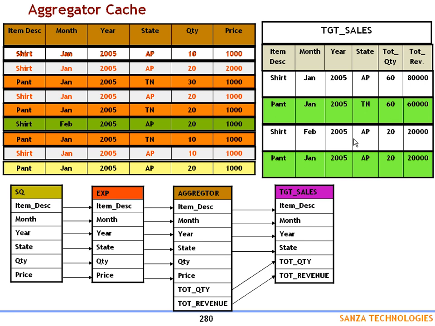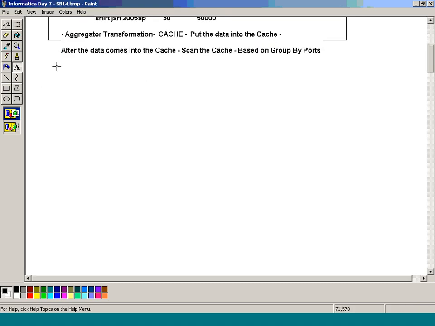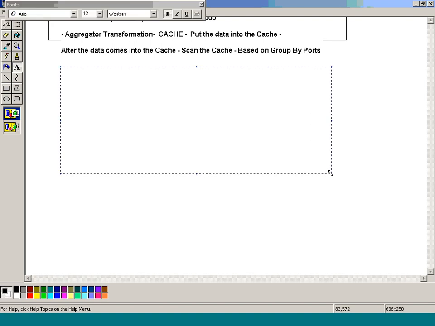The biggest bottleneck in the aggregator transformation is, please understand this, I'll tell you the performance tuning of this also. It will put all the data into the cache. As Informatica does row by row processing, it will put all the data into the cache. Now what the aggregator transformation internally does, based on the group by ports, is mark the records in the cache.